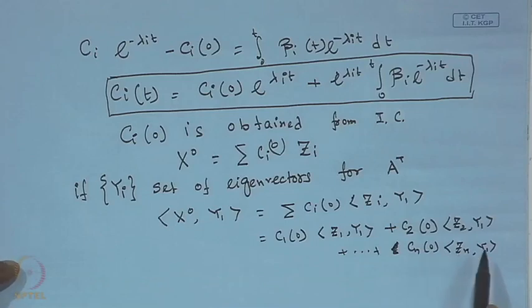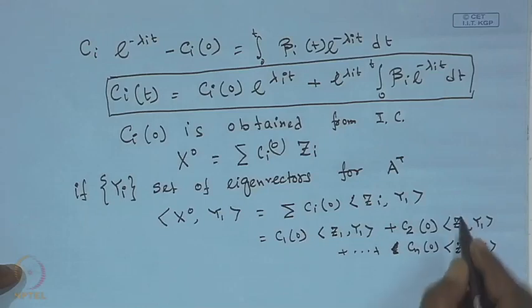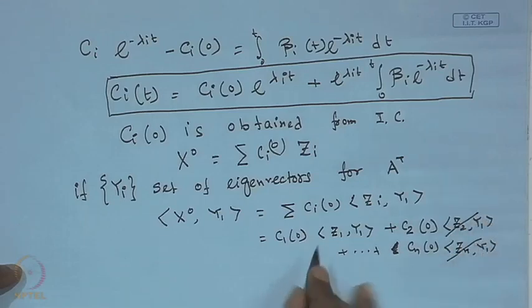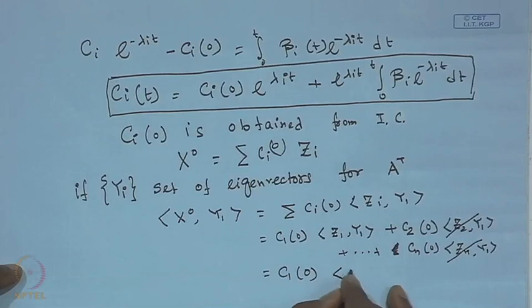Now, we have already proved that the eigenvectors of A and A transpose will form a bi-orthogonal set. So, the inner product of z_2 and y_1 will be 0, and likewise for the other terms. Only one term will survive in this summation, that will be c_10 inner product of z_1 and y_1.